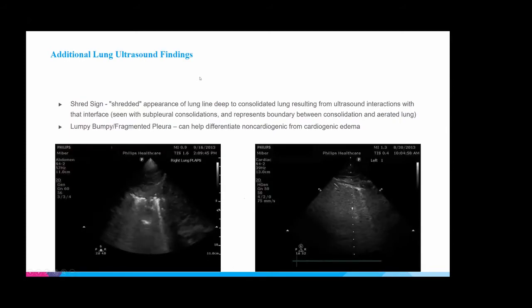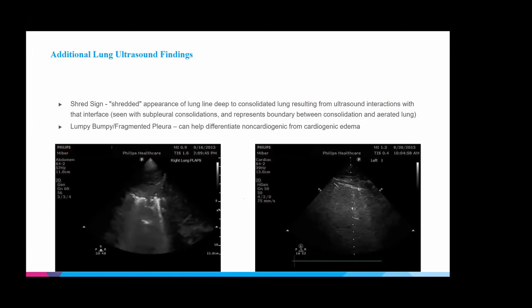And if anything doesn't make sense, please stop me, please interrupt me. I just wanted to include this additional slide on some of the other lung ultrasound findings, which I don't think we talked too much about during sim cycle 2. Have you guys heard about the shred sign?